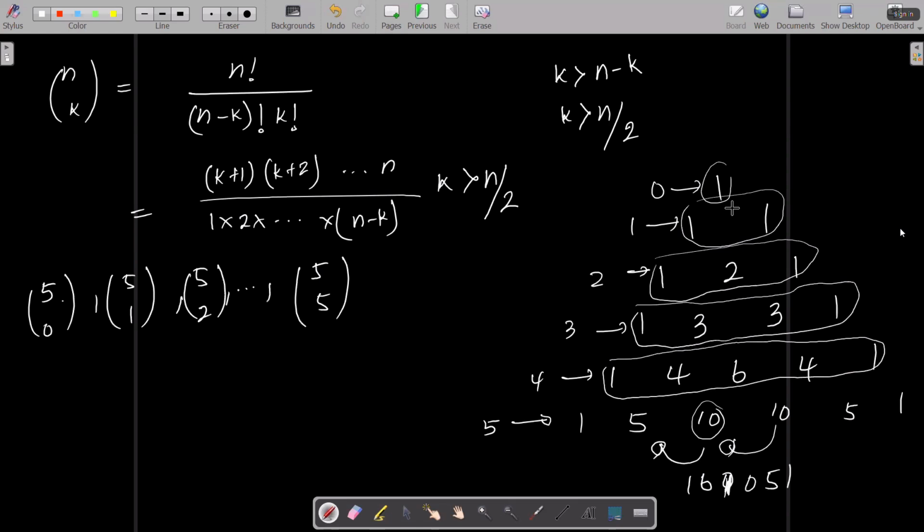What are these numbers? 111, 121, 1331, 14641, 161051. What are those? Can you guess? These are powers of 11, right? So these digits will give powers of 11. Actually, yeah, exactly.